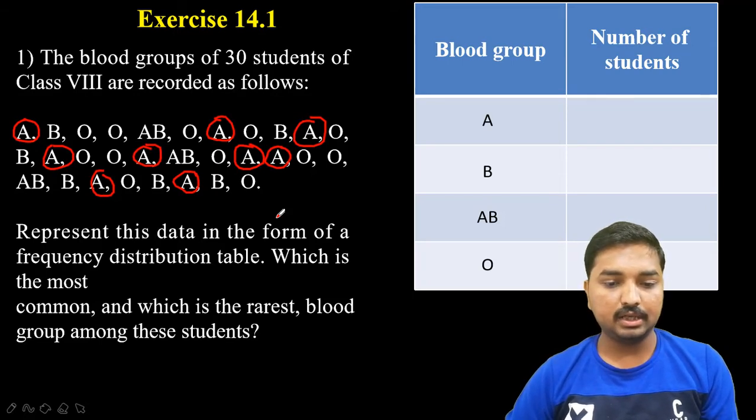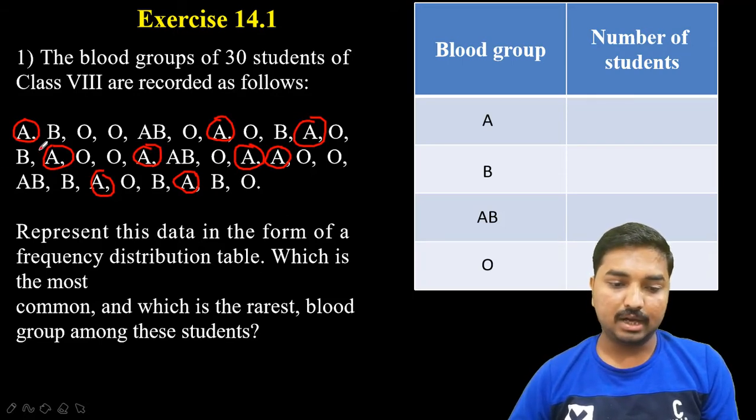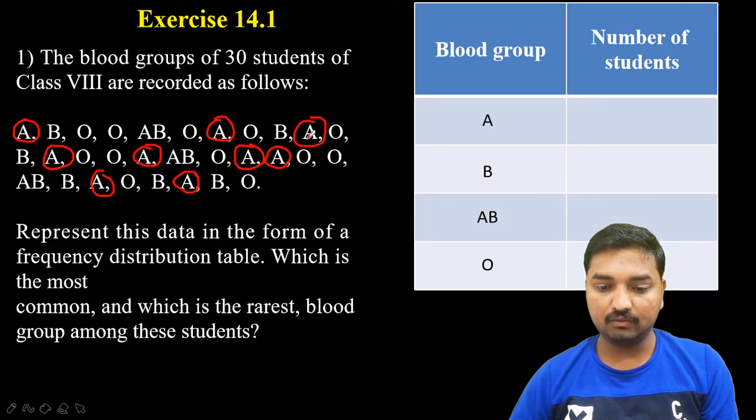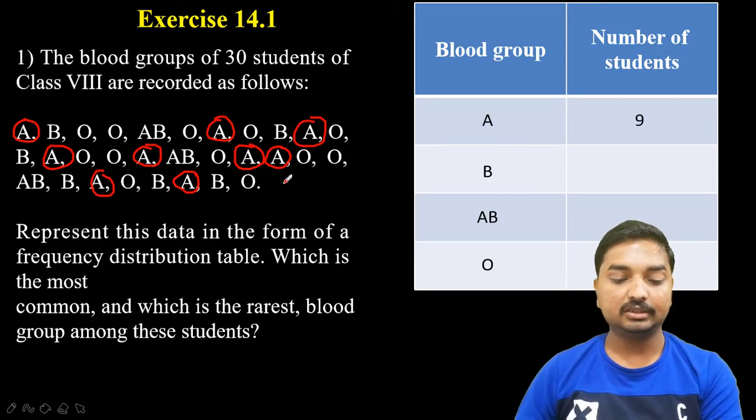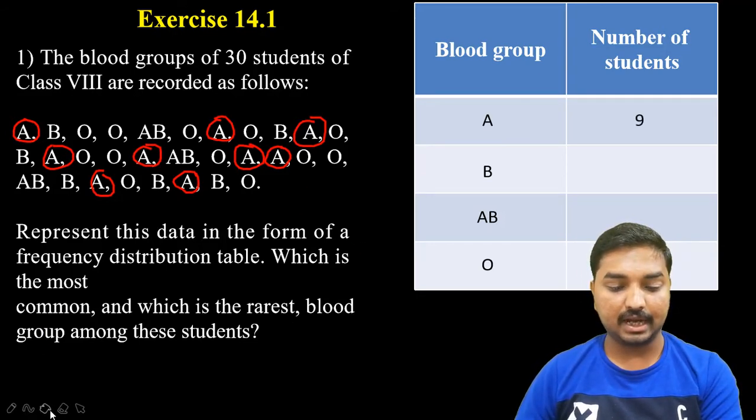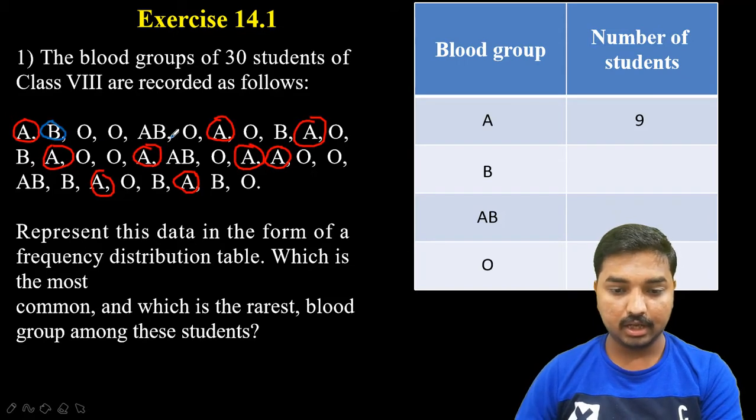So now let us count here. 1, 2, marked 1, 2, 3, 4, 5, 6, 7, 8, 9. So 9 members are there. Now it's better to strike this out, and I'm going to change the color here. Now for B, this is the blood group B, and here one more blood group B, 2. Then here it is 3.